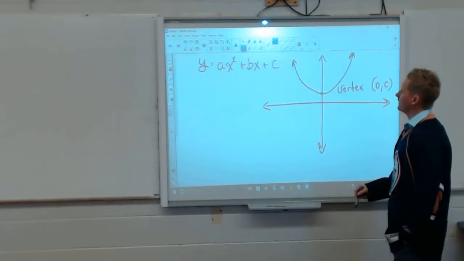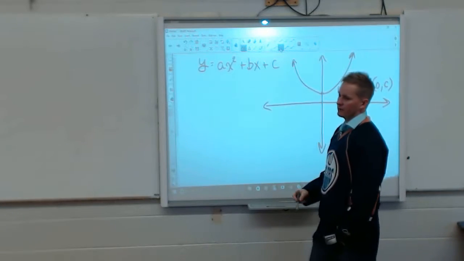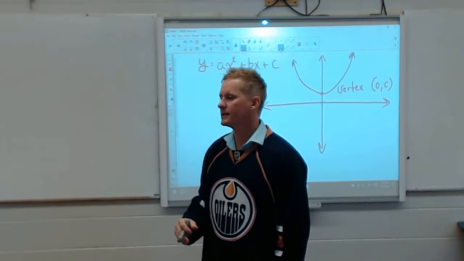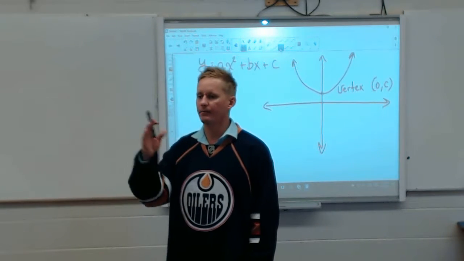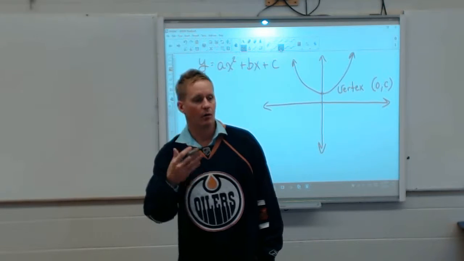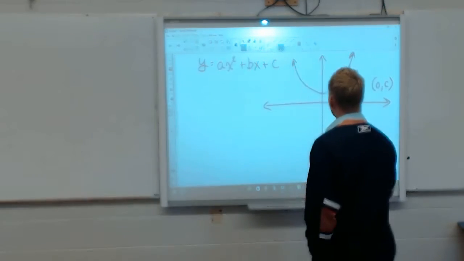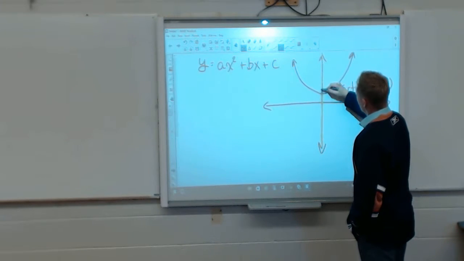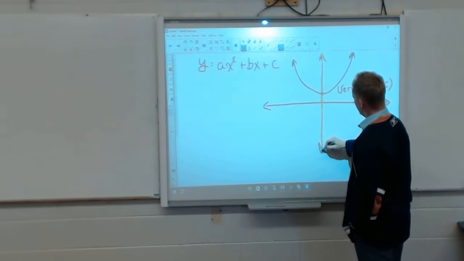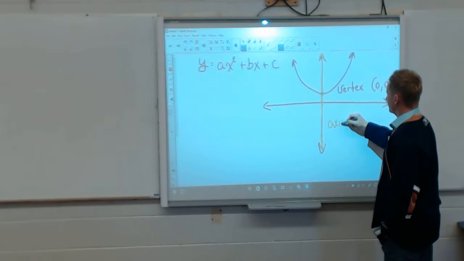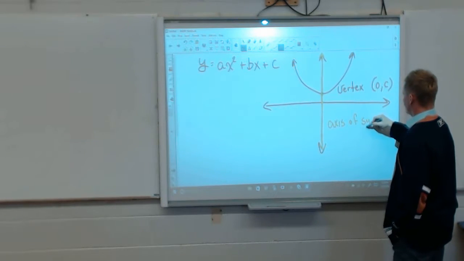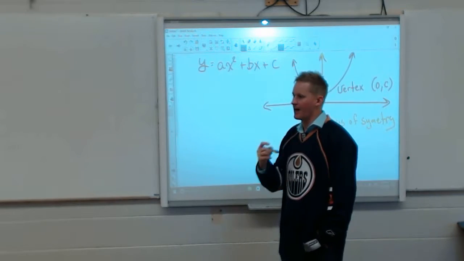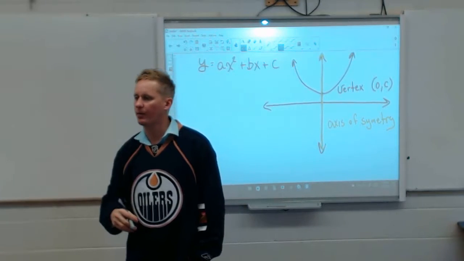Now, a parabola has some unique properties. The first property that's unique to it is that it's symmetrical. Symmetrical means it's exactly the same on both sides of what we're going to call the axis of symmetry. So in this case, our axis of symmetry is this line right here. This is what we call the axis of symmetry. The axis of symmetry is a line that divides the parabola into 2 equal parts.